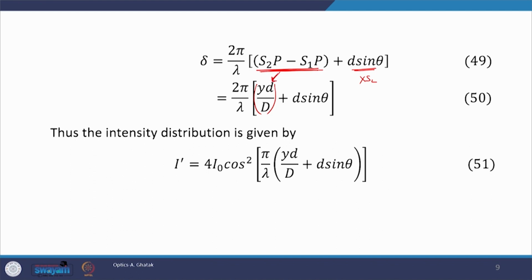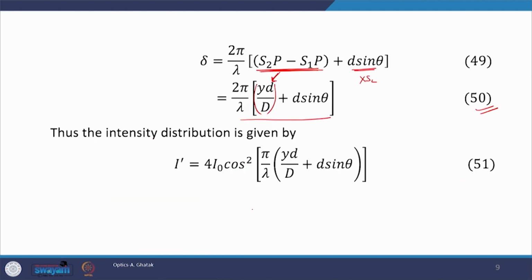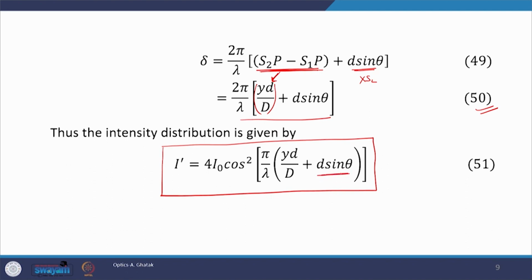Once this phase difference is known, we can easily calculate the intensity distribution. Then we will substitute equation number 50 back into equation number 47. This expression gives us the irradiance or intensity distribution at the screen, and in this term you see there is an additional phase term due to the inclination of the phase front, due to the inclination of the plane wave which falls on the source screen.